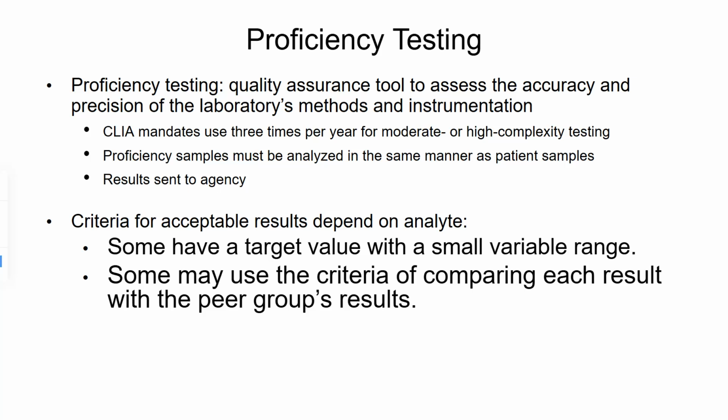Then proficiency testing, a quality assurance tool to assess the accuracy and precision of the laboratory's methods and instrumentation. CLIA mandates its use 3 times per year for moderate or high complexity testing. Proficiency samples must be analyzed in the same manner as patient samples, and results are sent to an agency. Criteria for acceptable results depend on the analyte. Some have a target value with a small variable range. Some may use the criteria of comparing each result with the peer group's results.